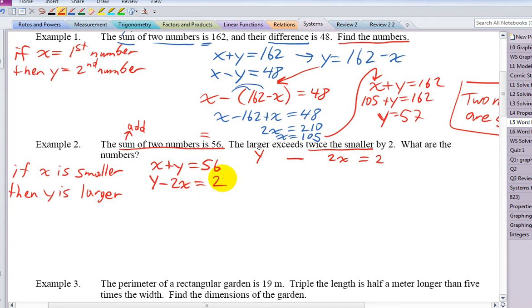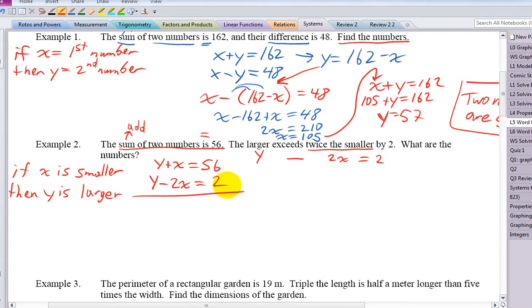Now have a look here. Are our variables lined up? Nope. Could we line them up easily? Totally could. Looking at the top equation, we could easily switch x and y around. So we could go y plus x. That won't change anything. Then let's eliminate.